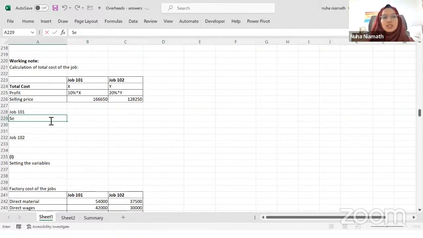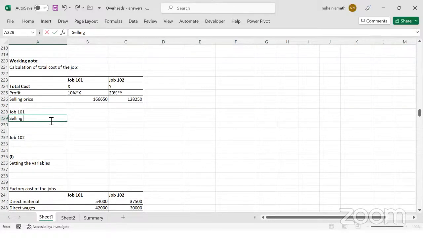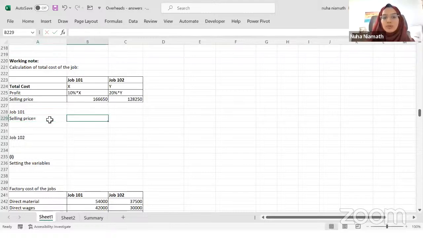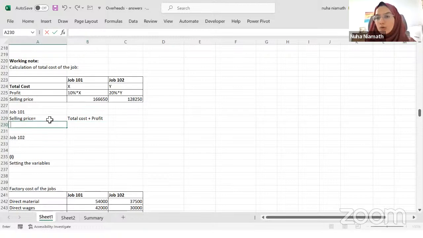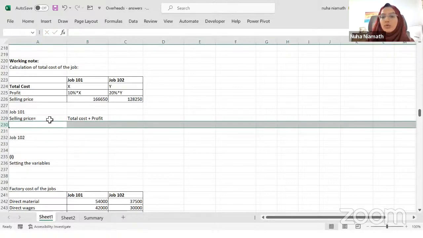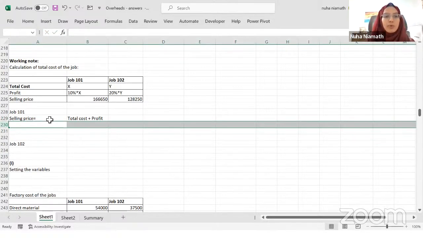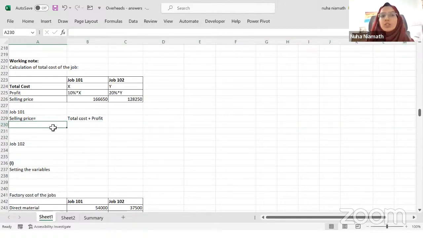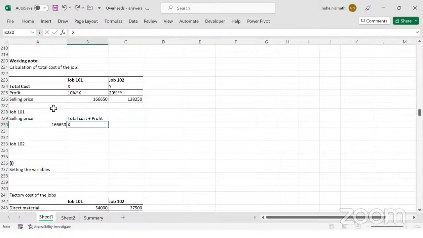Let's begin. The selling price is equal to what? Total cost plus profit, right? Please solve the question along with me, and whoever gets the answers can put it in the chat box. Right. So selling price is equal to the total cost plus profit. So we have the selling price as 166,650.